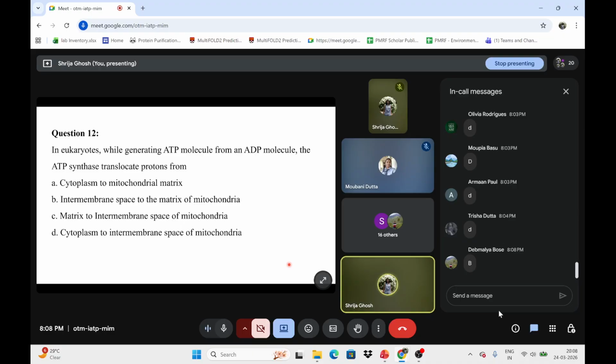Write your answers in the chat box, all of you. What would be the correct answer? The translocation of protons, from what location the translocation of protons happen by ATP synthase. I have only one answer in the chat box. Anyone else wants to answer?